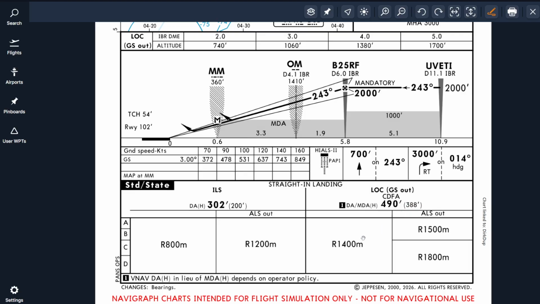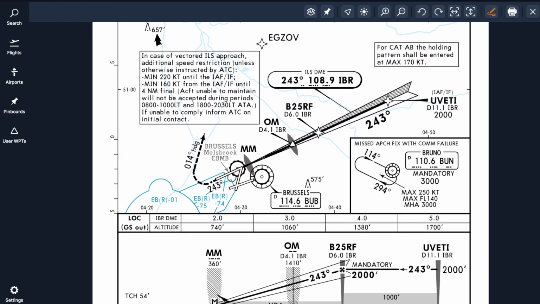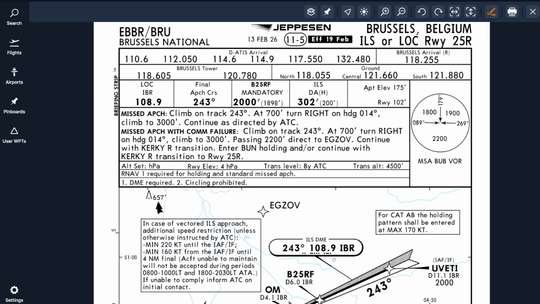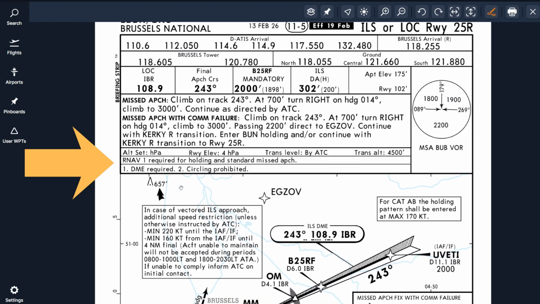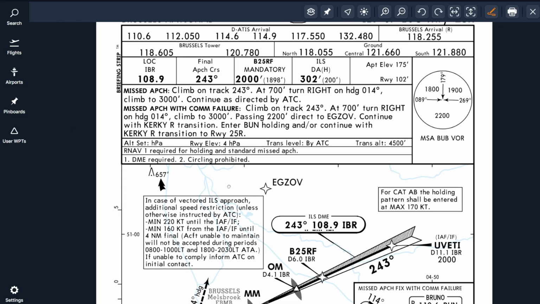Now let's look at some important notes. The chart tells us that DME is required. It means we need distance information from the localizer to identify fixes and monitor our progress. It also tells us that RNAV1 capability is required for the published missed approach and holding procedures. Finally, circling is prohibited, which means we cannot descend on this approach and then maneuver visually to another runway.